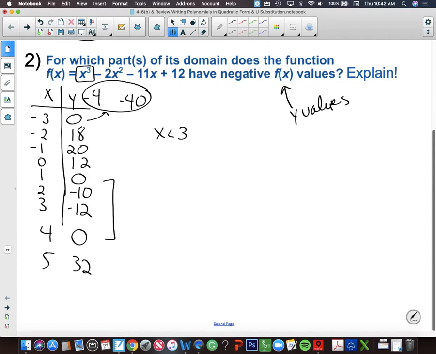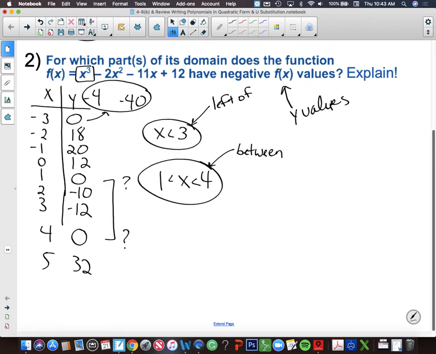And for here, okay, we're going from 1 to 4. So that would look like this. So 1 is the small number, and then 4 is the bigger number. So this is saying between 1 and 4, and left of 3. Okay, so those are the domain values where our graph is negative.